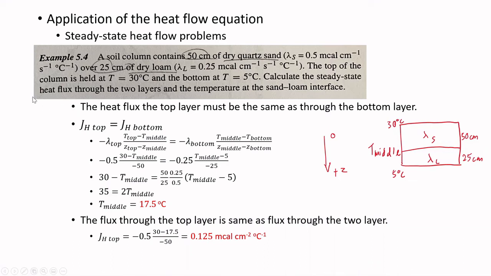Now calculate the steady state flux through the two layers. So if we know the heat flux through one layer, we can know the heat flux through another layer, because they should be the same. So the flux through the top layer is the same as the flux through the two layers. So we just take the flux of the top, which is the flux through the dry quartz sand, equals negative 0.5, 30 degrees Celsius at the top, middle is 17.5, and divided by the space, which is negative 50 centimeter. Then we get 0.125 millicalorie per centimeter square per Celsius.